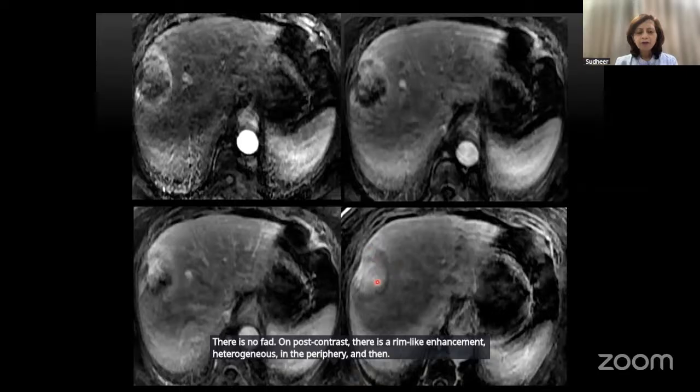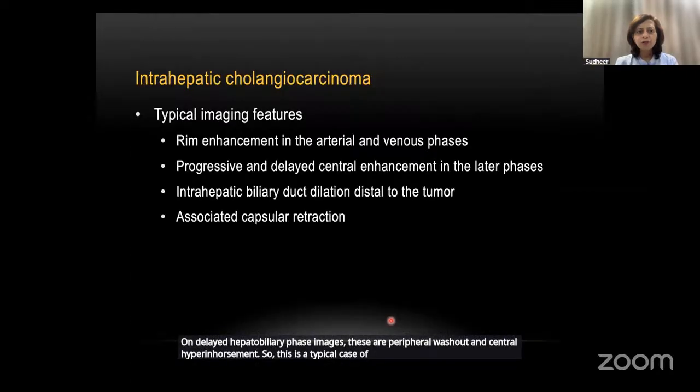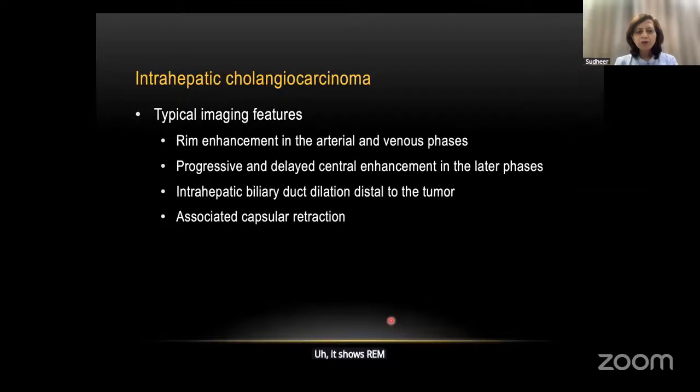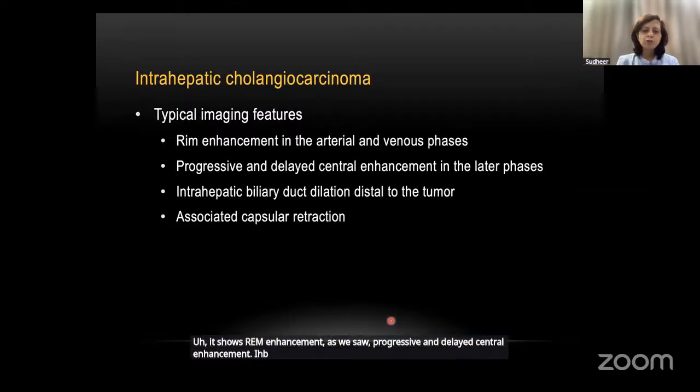And then on delayed hepatobiliary phase images, there is a peripheral washout and central hyperenhancement. So this is a typical case of an intrahepatic cholangiocarcinoma. It shows rim enhancement, as we saw, progressive and delayed central enhancement. IHBR dilatation distal to the tumor can be seen when the tumor is centrally located. And when it is peripherally located, like in this case, there is a capsular retraction.